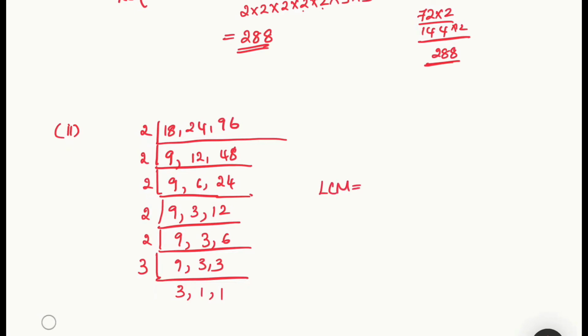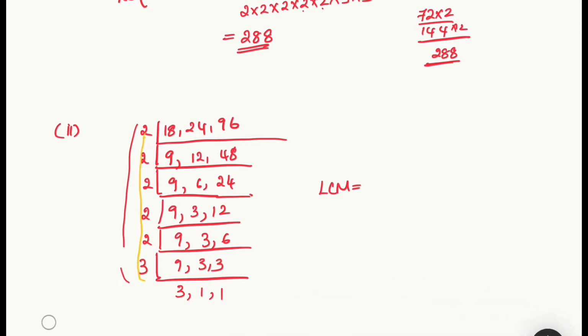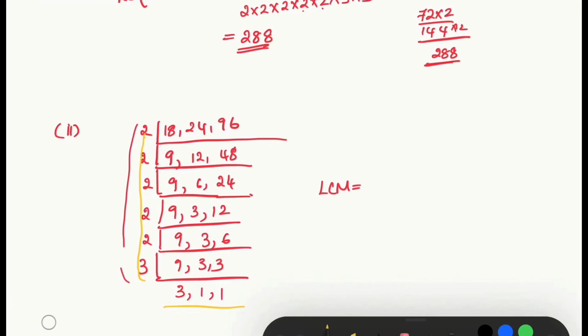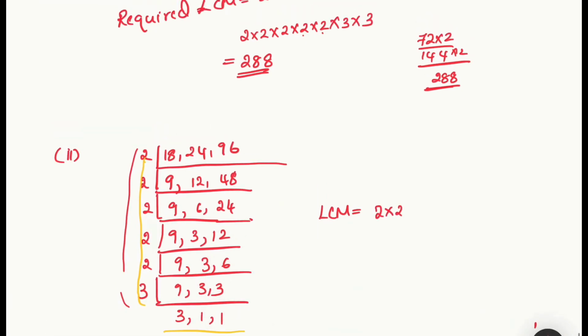LCM will be equal to, now for HCF we used to take only the numbers in this part, right? And we used to do it. So here we need to take the whole thing, the complete thing. Multiply these values and these values. So LCM will be equal to 2 into 2 into 2 into 2 into 3 into 3.